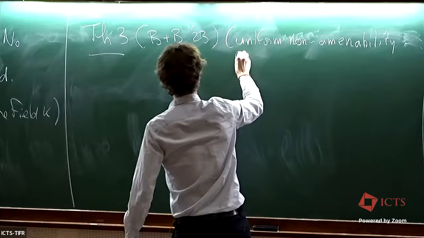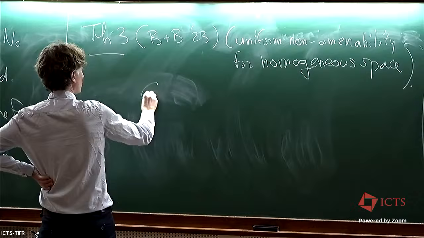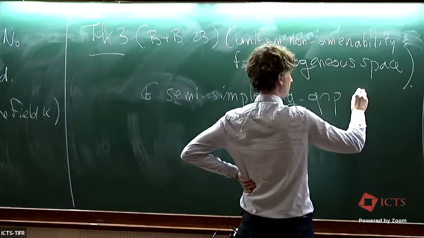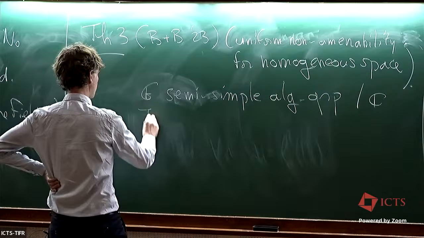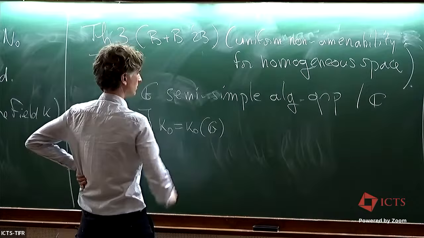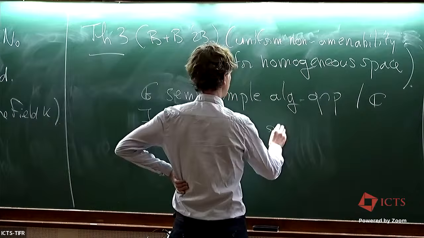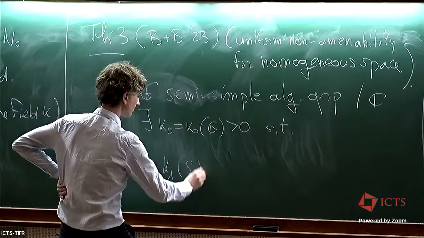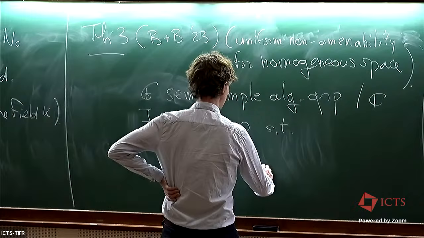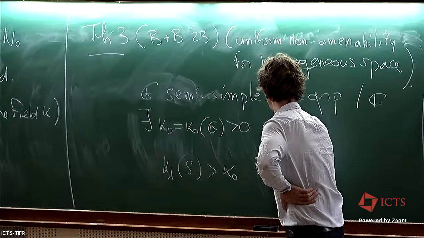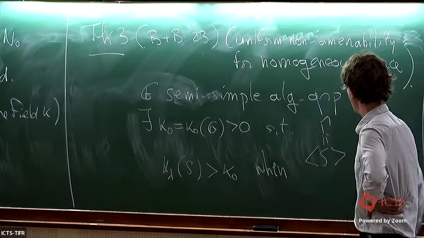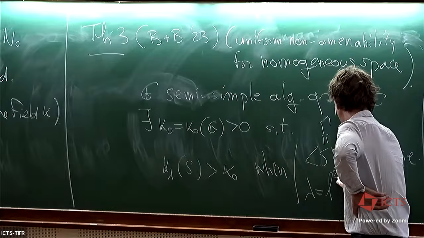Okay, so the theorem is the following. Suppose G is a semisimple algebraic group, let's say over C. Then there exists some kappa naught, which depends only on G and is positive, such that kappa lambda of S is bigger than kappa naught whenever the group generated by S is Zariski-dense, and I call this gamma, and lambda is any representation of the form L2 of gamma mod H, where H is not Zariski-dense.